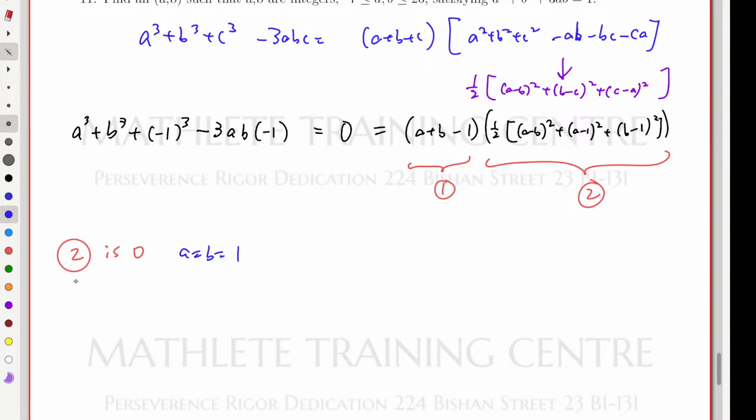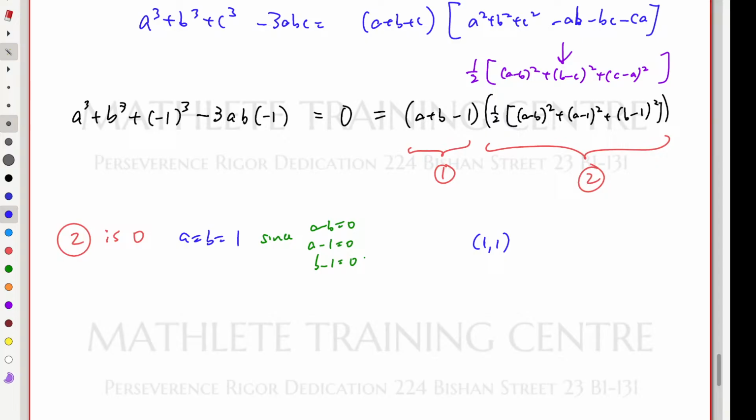The reason is because you're adding up some square numbers, and square numbers must be at least 0, right? If you add up 3 numbers that are at least 0, and the answer is 0, it means that each of them must be 0. It means that a equals b equals 1, since a minus b equals 0, a minus 1 equals 0, and b minus 1 equals 0. So this is one pair of answer. The pair is 1, 1. There's only one pair in this case, so this is the easier case.